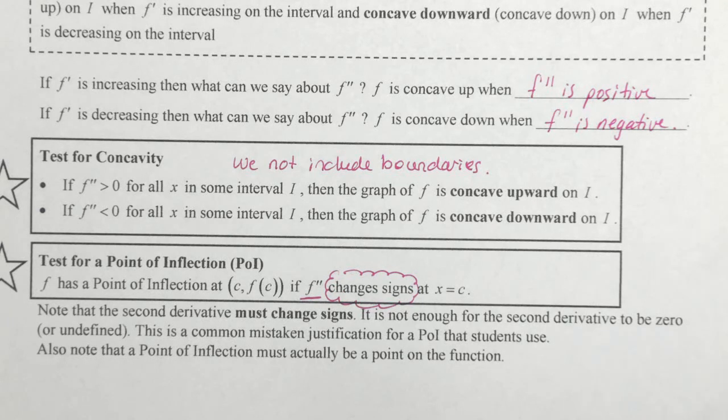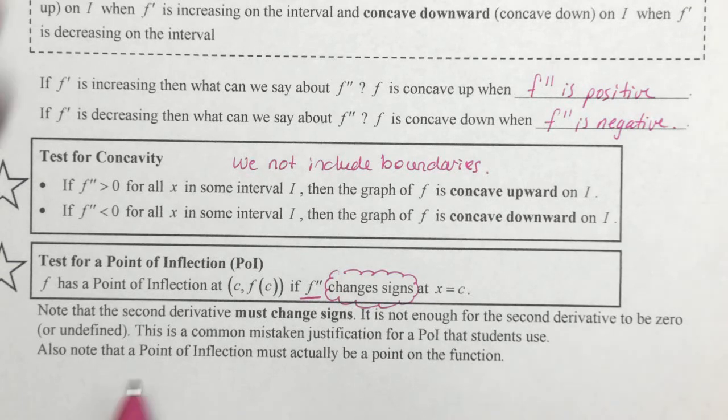That's true only in a polynomial, okay? Don't get used to that being your justification. I encourage you not to use it even on a polynomial. Just figure out where f double prime changes signs. Okay, then it'll be good for every kind of function.